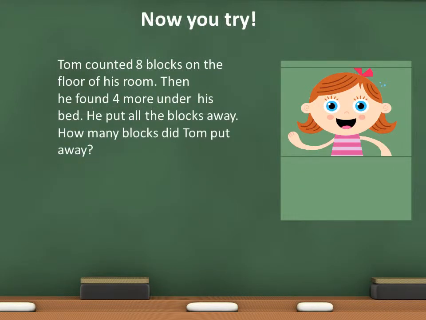Now let's try to solve some together. Look at this word problem. Tom counted 8 blocks on the floor of his room. Then he found 4 more under his bed. He put all the blocks away. How many blocks did Tom put away? Look at this problem. Think about it. I will give you a few moments to think about the important information in the problem.